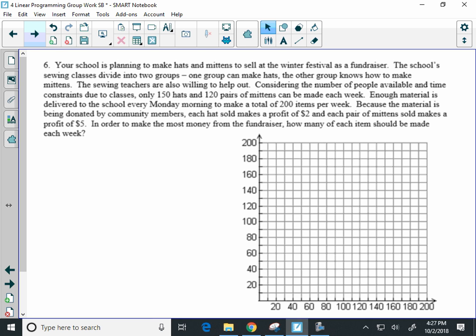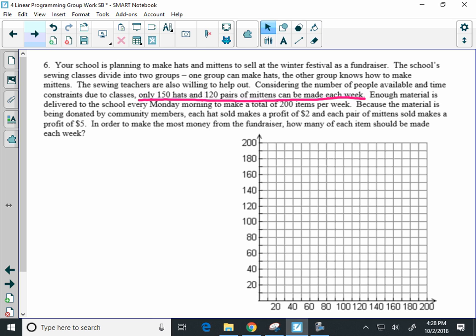Number 6 says your school is planning to make hats and mittens to sell at a winter festival. The sewing class is divided into 2 groups. One group makes hats and the other group makes mittens. The sewing teachers are willing to help out as well. Considering the number of people available to help and time constraints due to classes, you can't sew all day long, only 150 hats and 120 pairs of mittens can be made each week.